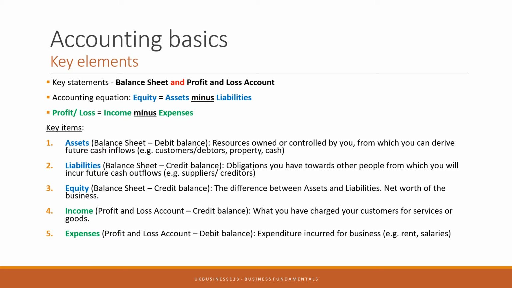I also want to introduce you to an accounting equation. The equation is equity equals assets minus liabilities. Now, there are 5 things that you need to be aware of in all of bookkeeping and accounting. And these are assets, liabilities, equity, income, and expenses. Now, assets, liabilities, and equity are found on the balance sheet. Income and expenses are found in the profit and loss account.